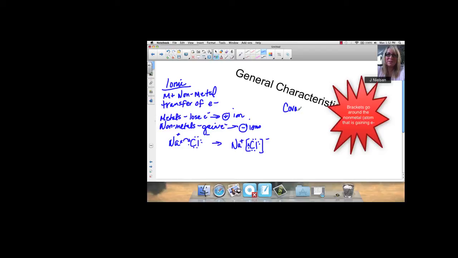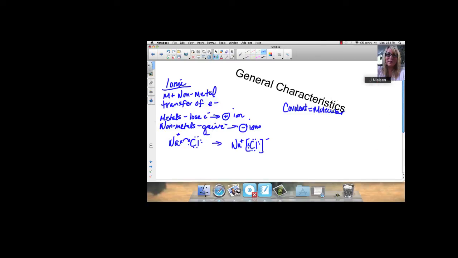For covalent, this is kind of synonymous for purposes of this class with molecular. We have nonmetals only involved, and there is a sharing of electrons, not a direct transfer. So hydrogen has 1 valence electron and chlorine's got 7. No brackets, no charge, they share.